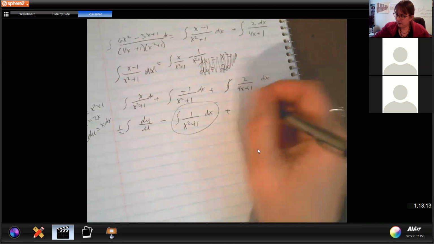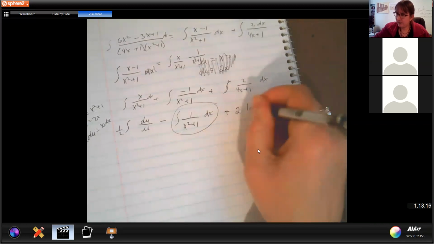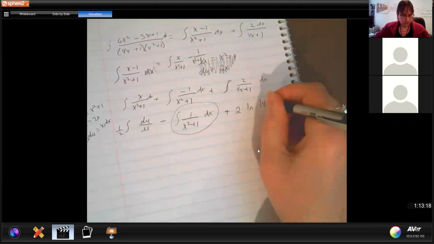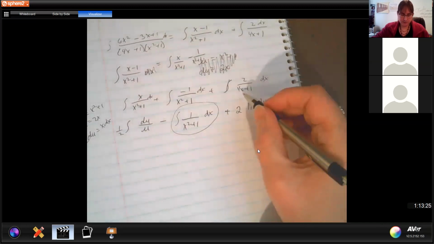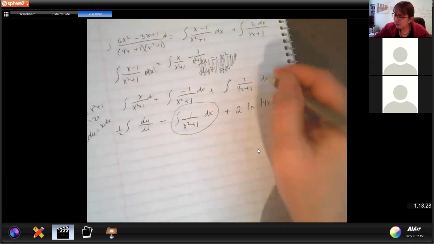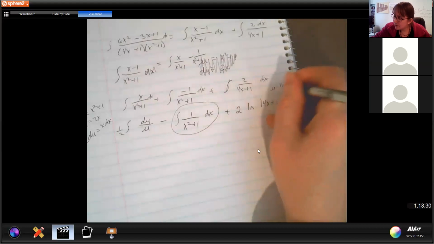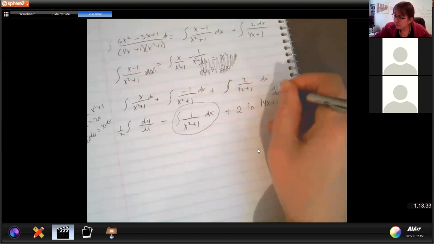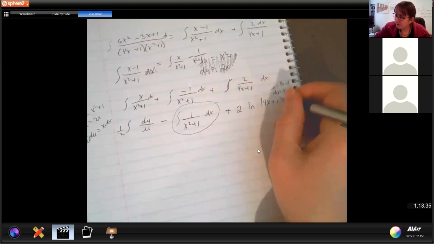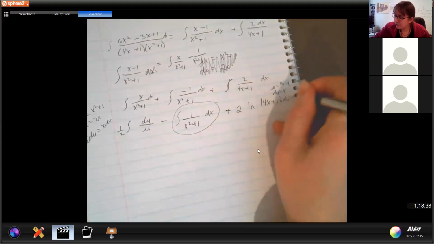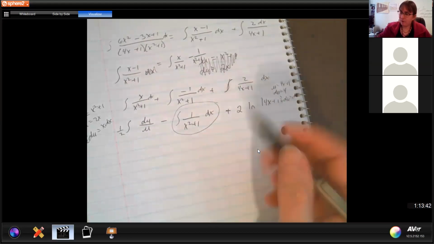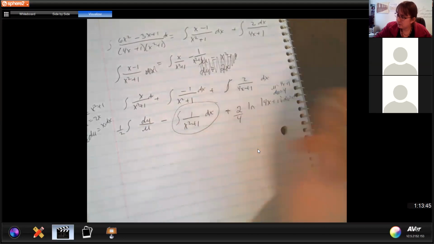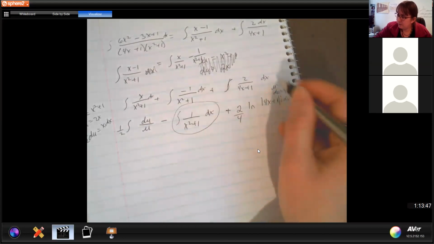And then this one is going to be, well, we can take this one right away, 2 ln of 4x plus 1. Actually, we're going to do another u substitution. U would equal 4x plus 1. Du is going to equal 4. So 1/4 du equals dx. So that means we're going to be factoring out a 1/4. I don't know if you followed that.